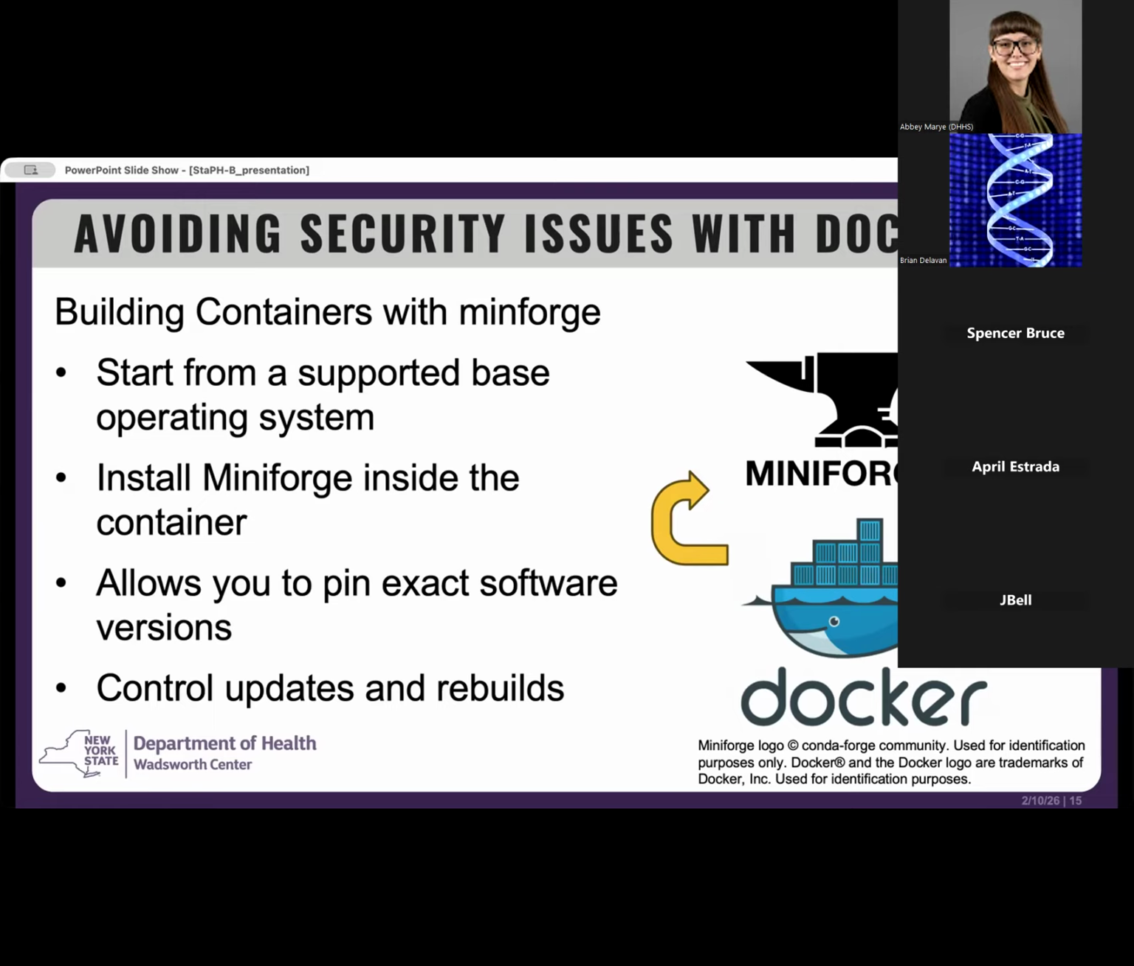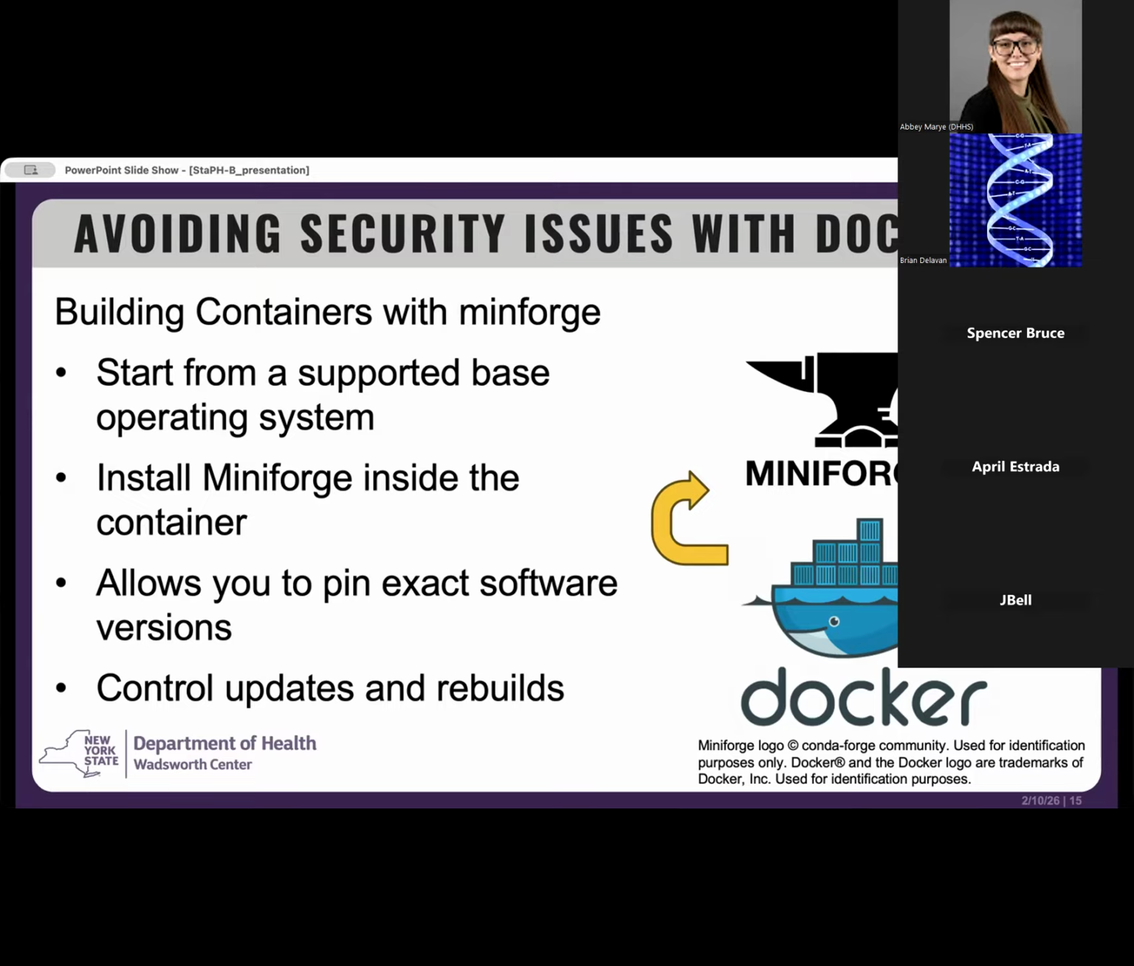And I'm not going to go into building your own containers in depth, but once you have a supported base OS, you can even use MiniForge as your base image to give you a flexible and reproducible way to manage software, right? So this approach combines the isolation of containers with the package management strengths of Conda.